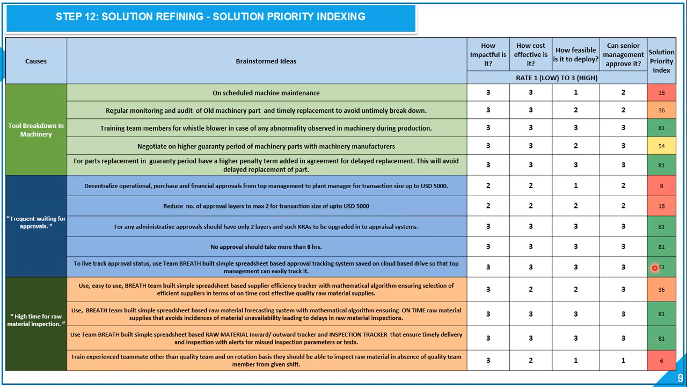But all we did right now is we started with finding the probable solutions, and then every single solution goes through 4 different scanners, and then we get our solution priority index. The higher the solution priority index, the better the solution would be to implement. So that's what we looked into: solution ideation, followed by solution refining. Let's go to the next slide.